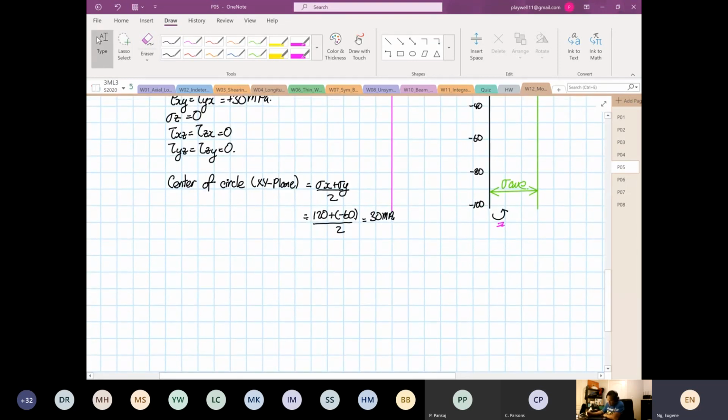Okay. So center of circle, we found. The next thing we're going to find is the radius of the circle.